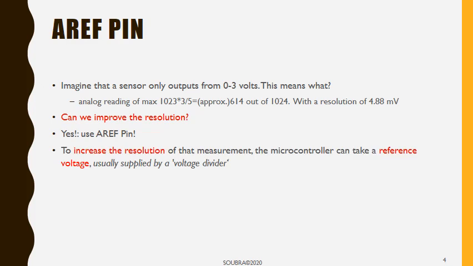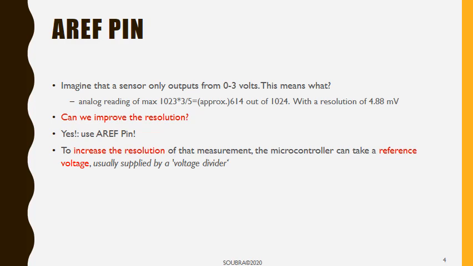Well, all I have to do is apply a reference voltage. Instead of using the default one that is 5 volts, I'm going to say that my reference voltage is 3 volts. So I'm going to apply 3 volts at the AREF pin. By doing that, the ADC will know now that the maximum that I can read is 3 volts and not 5 volts anymore. Hence, it will redefine the resolution.